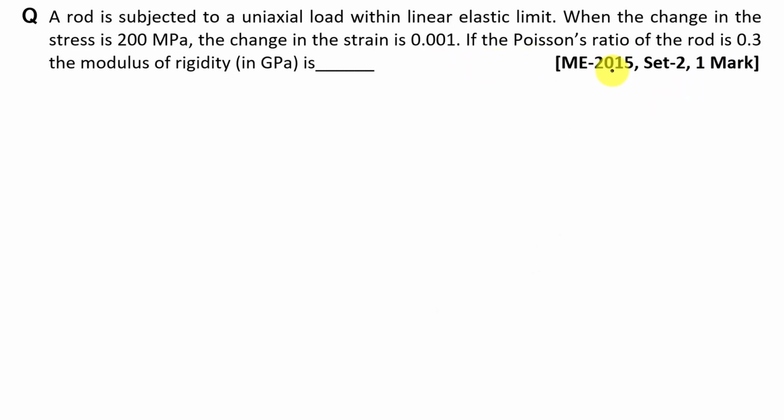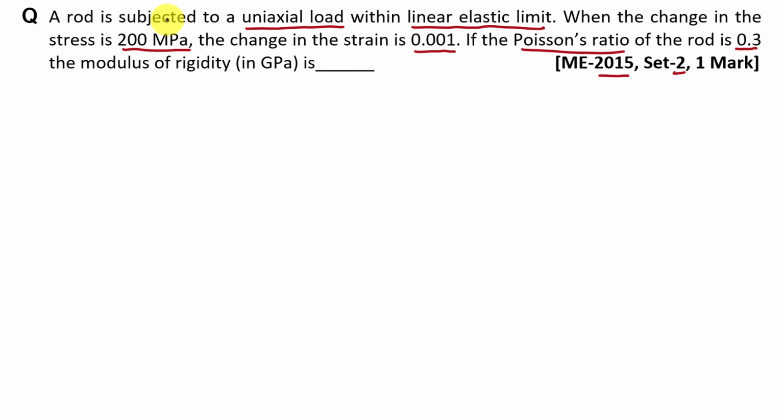Next question is from year 2015 paper set 2. A rod is subjected to a uniaxial load within linear elastic limit. When the change in the stress is 200 megapascal, the change in the strain is 0.001. If the Poisson's ratio of the rod is 0.3, the modulus of rigidity in gigapascal is dash.